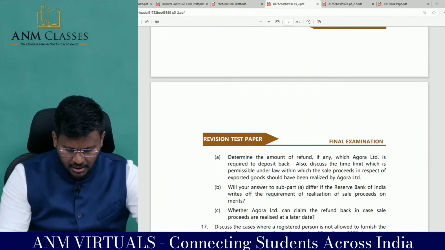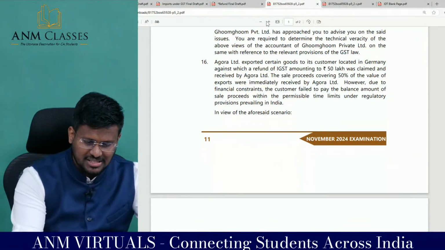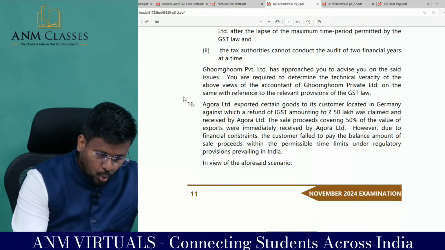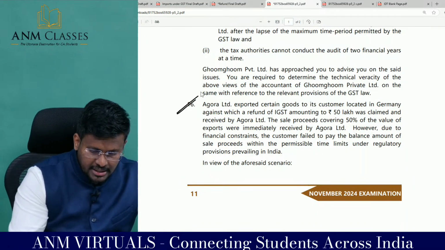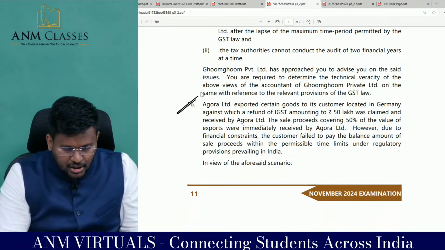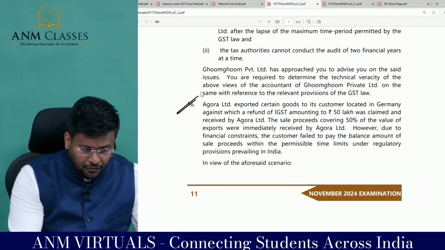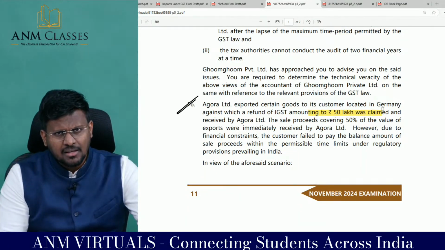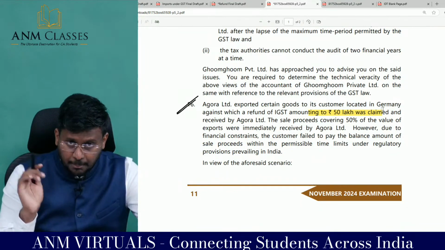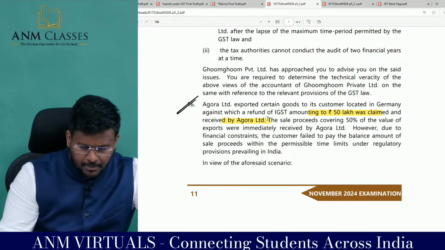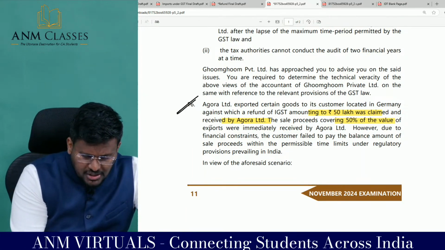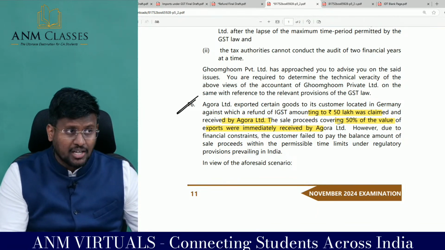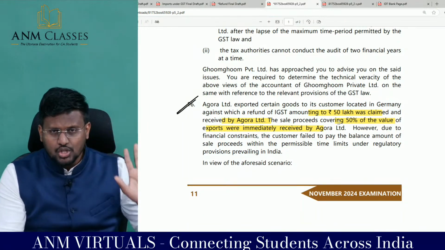Based on this 96B, sir will be reading one question which is there in the November 24 revision test paper. Agora Limited exported certain goods to its customer located in Germany, against which a refund of IGST amounting to 50 lakhs was claimed. That means they already got the refund. Sale proceeds covering 50% of the value of exports were immediately received by Agora Limited. That means out of 50 lakhs, 25 lakhs were repatriated immediately, but the balance 25 lakhs is still pending.